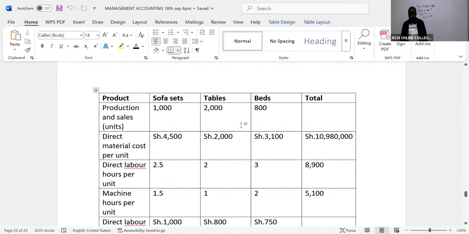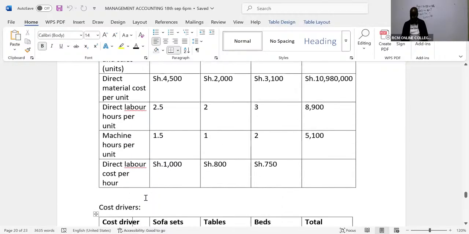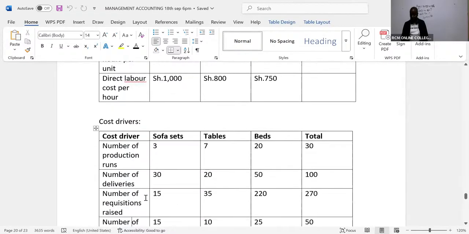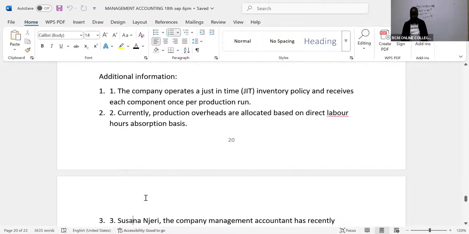2025. So I can see production and sales. Sofa set, I'm planning to sell 1,000, tables 2,000, beds 800. Then they've given me direct material costs. I have direct labor hours per unit. I have machine hours per unit. I have direct labor cost per unit. Then they have given me cost drivers, nice things there. Additional information. The company operates a just-in-time inventory policy and receives each component once per production run.